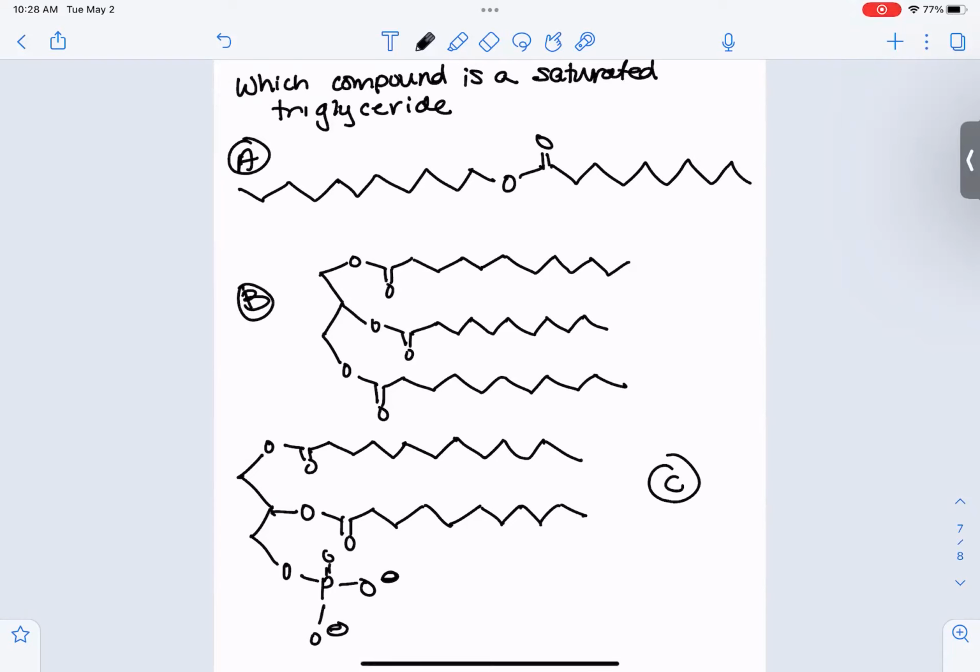All right, which of the following compounds is a saturated triglyceride, A, B, or C? It's B. What is A? Good. And what is C? Yep, phospholipid. Good.